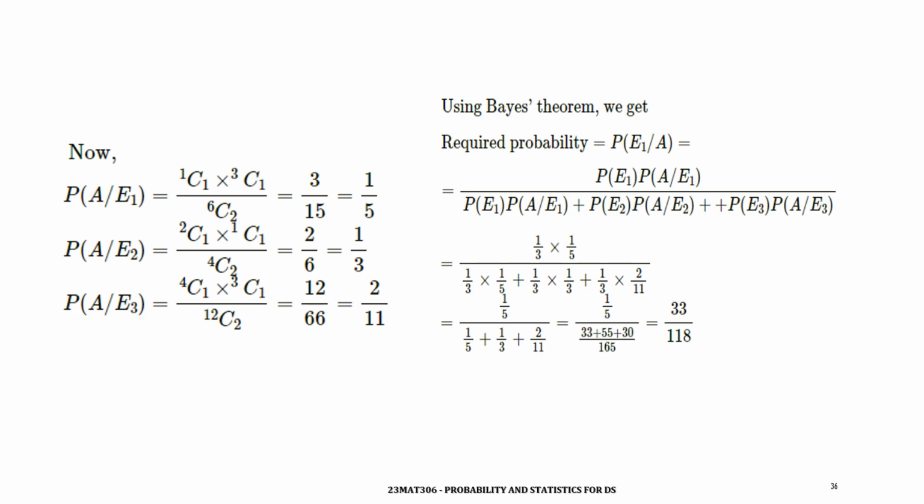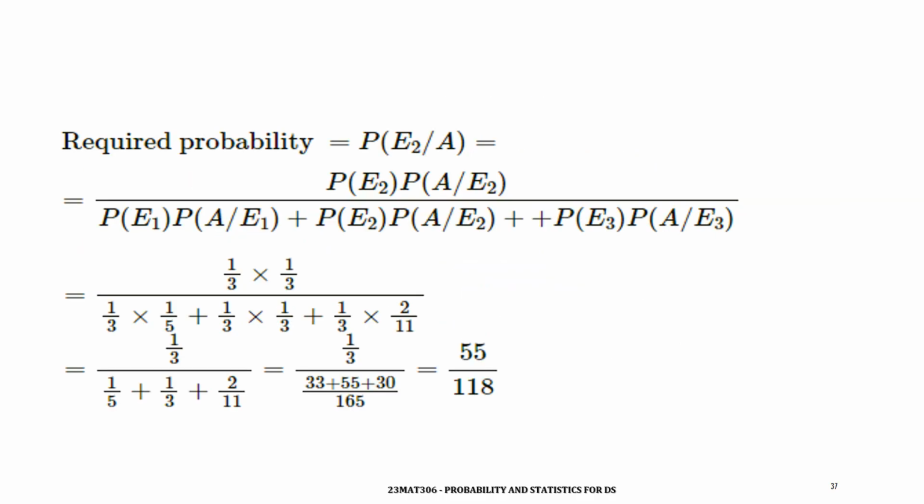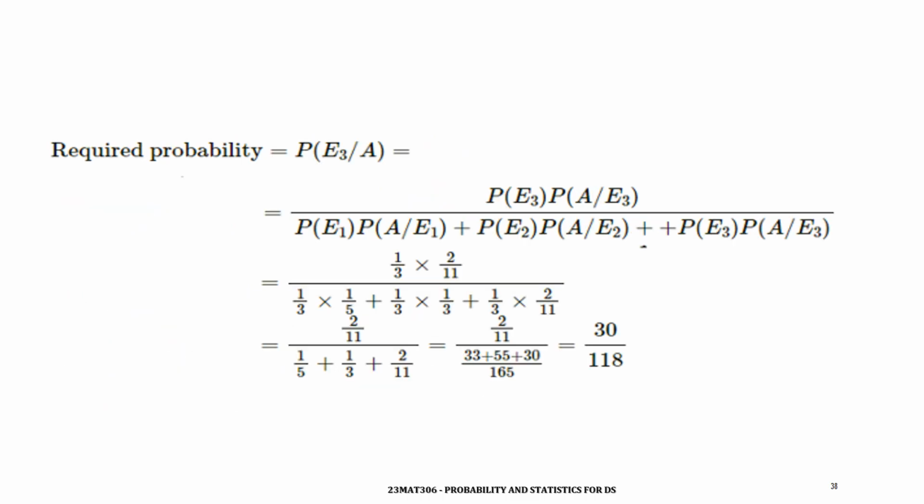So using Bayes' theorem, we apply the result and calculate the value of probability of E1 given A to be 33 divided by 118, and similarly probability of E2 given A is calculated as 55 by 118 using the Bayes condition. So using Bayes' theorem, we have combined the prior probabilities and likelihoods to compute the required probability. This method is very useful for real life decision problems.